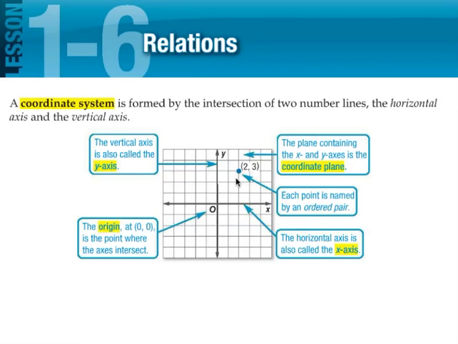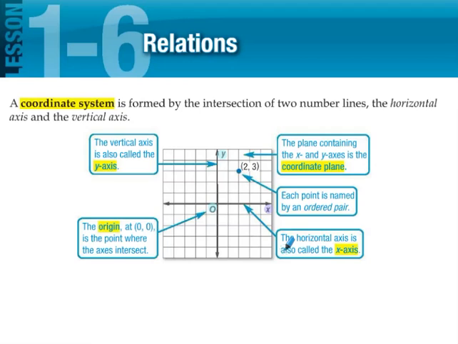Okay, and so in order to talk about relations, we're going to talk about a coordinate system. Now, a coordinate system is formed by the intersection of two number lines, and that's called the horizontal axis and the vertical axis. Remember, we named the horizontal axis using the x and the vertical axis with the y. Okay, and then we also have a special point called the origin, and the origin is located at the point 0, 0, and that's where the two axes intersect.